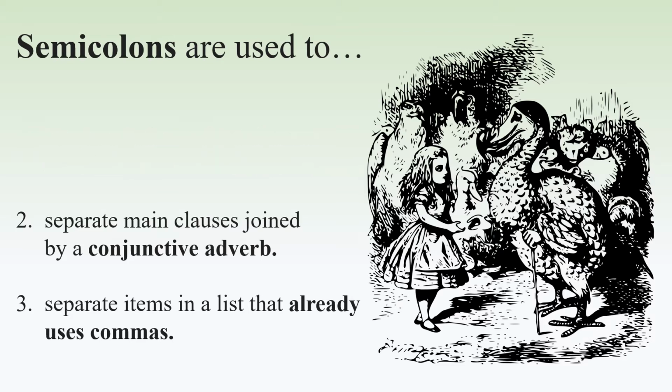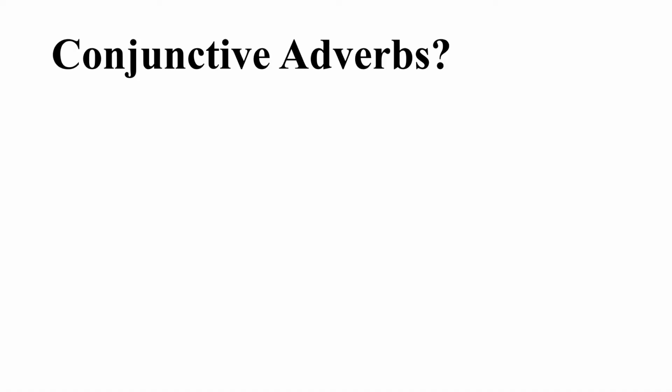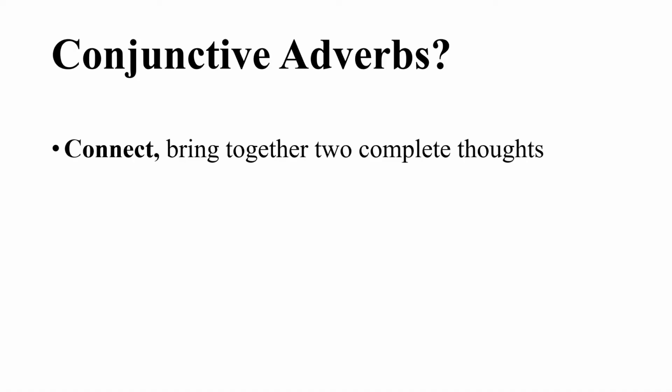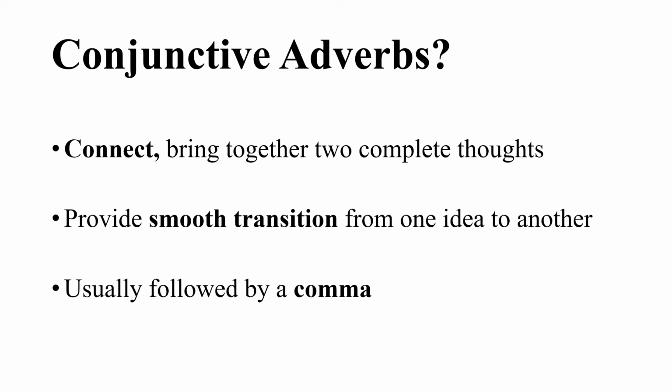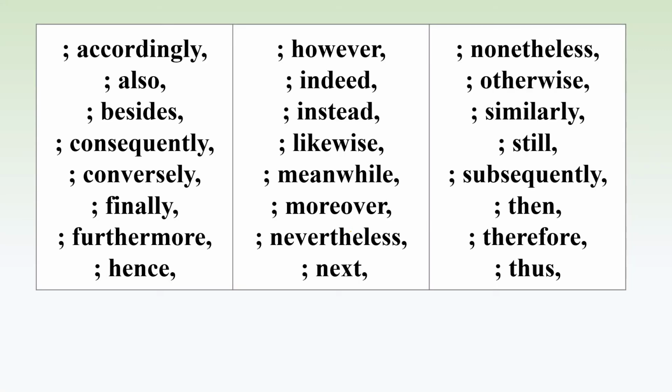So now that we reviewed the first rule of semicolon use, let's move on to the second. Semicolons are used to separate main clauses joined by a conjunctive adverb. So what exactly is a conjunctive adverb? A conjunctive adverb is a word that connects or brings together 2 complete thoughts. It provides smooth transition from one idea to another, and it's usually always followed by a comma. Let's take a look at a list of some conjunctive adverbs. Some of them may be familiar to you.